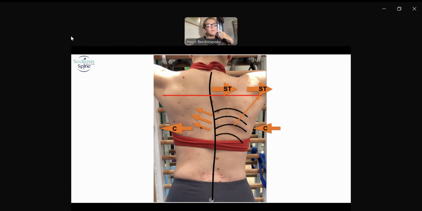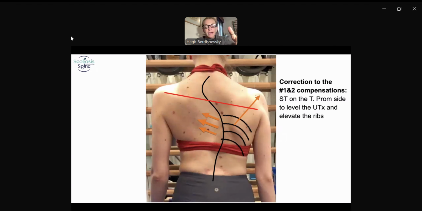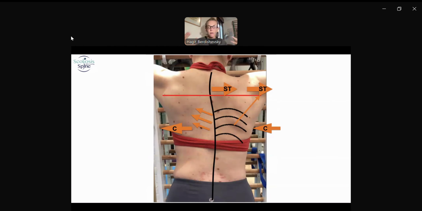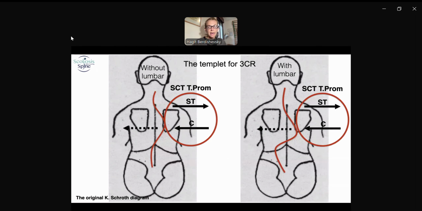They continue to do expansion on the left side, but again, they are falling and you see upper thoracic. Again, re-encourage shoulder traction and correct these two compensations. So you can see this is the circle around. That's the shoulder counter traction on the thoracic prominent side.